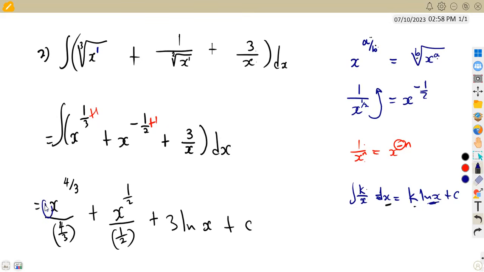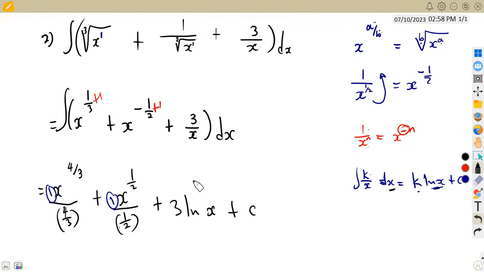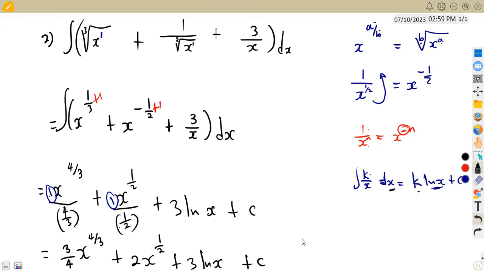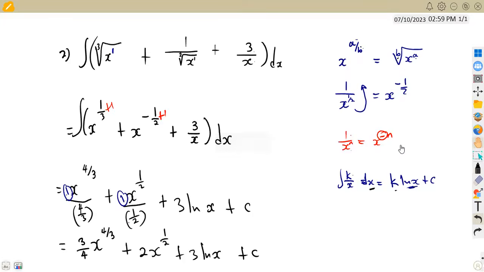This is same as 1 over this, 1 over this. All right, so meaning to say, if we divide 1 divided by 4 over 3 from the first part, this is going to give us 3 over 4. So you're going to obtain 3 over 4, x to the exponent of 4 over 3. 1 divided by 1 over 2, that is going to be a positive 2. So you've got 2x to the exponent of a half in this case, plus 3 ln x plus the constant of integration. So this is what you're going to have at the end.